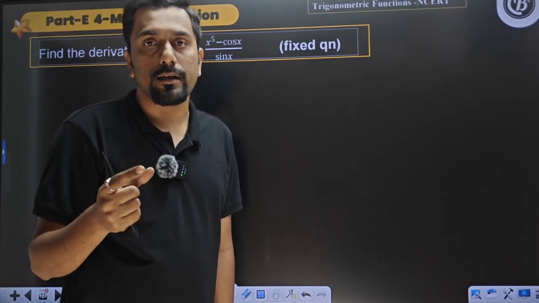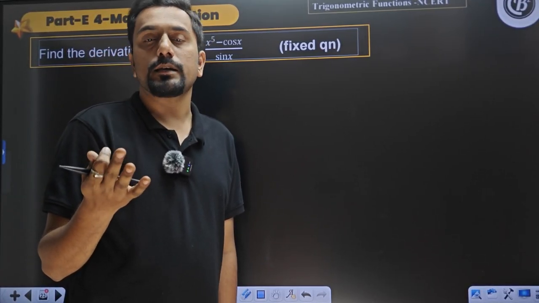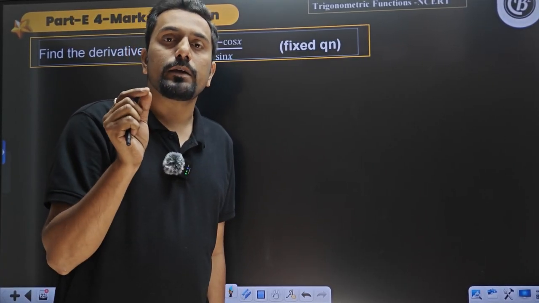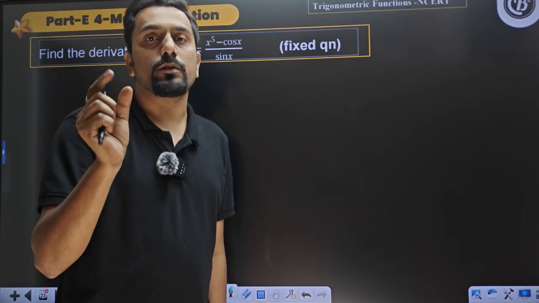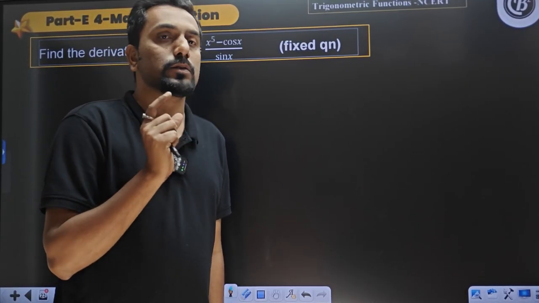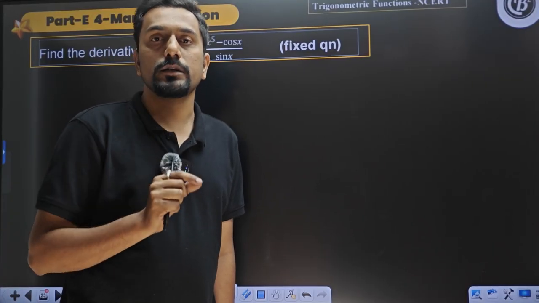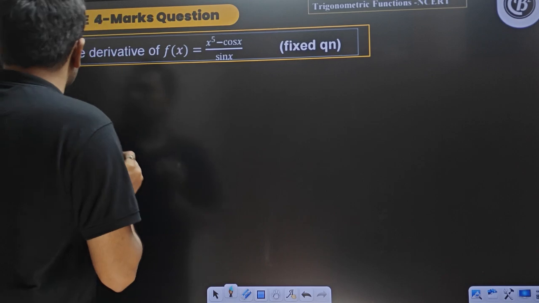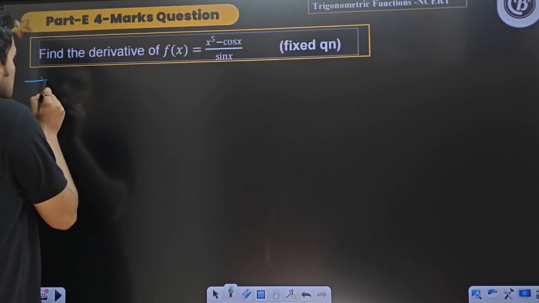That question is different, it comes for 3 marks: sin x, cos x, tan x. Find the derivative of sin x with respect to x from first principle. That is a different question. In this case we have to use the quotient rule. So write down the given function.